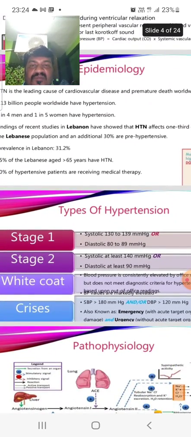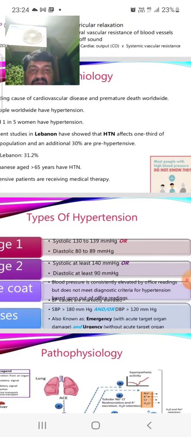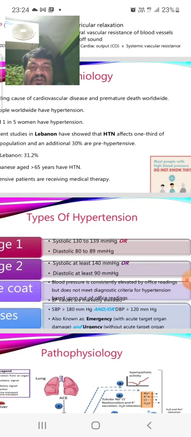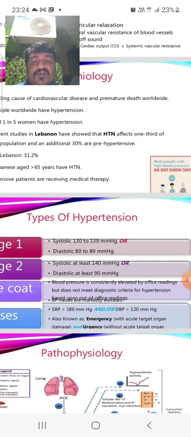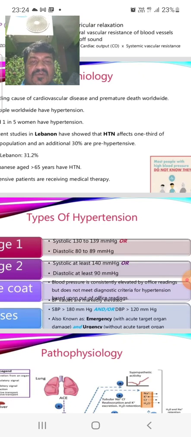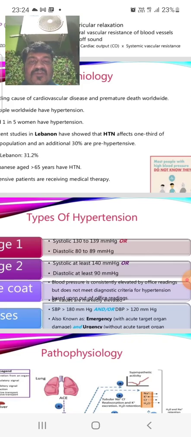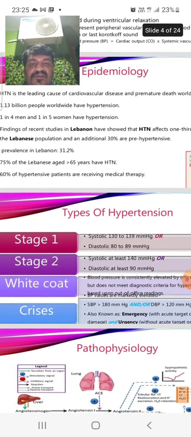What is white coat hypertension? When the blood pressure is continuously elevated in office readings but does not meet diagnostic criteria for hypertension based upon other readings. This means that whenever the patient goes to the doctor, the blood pressure rises, and in normal conditions the blood pressure remains normal. This is called white coat hypertension, which is reactionary to the white coat.